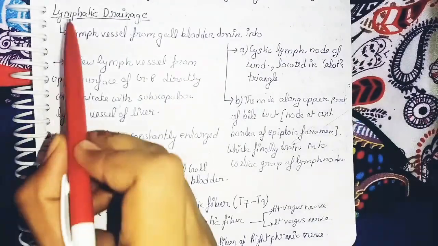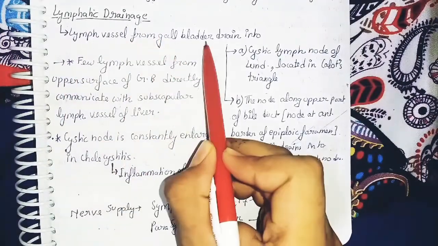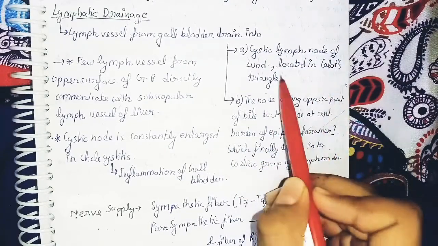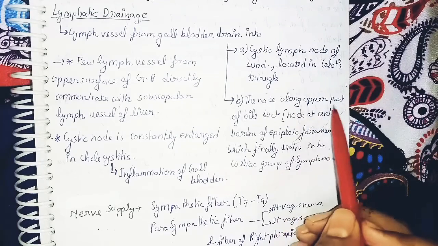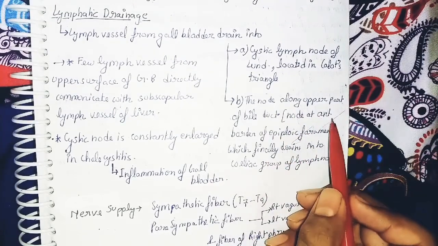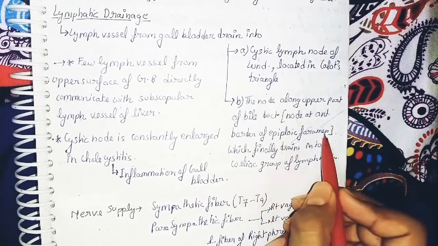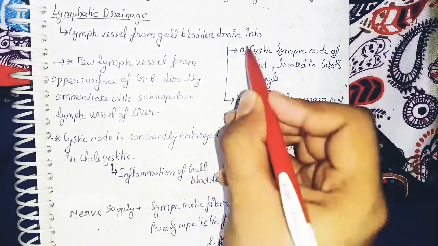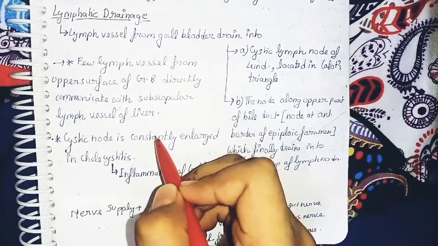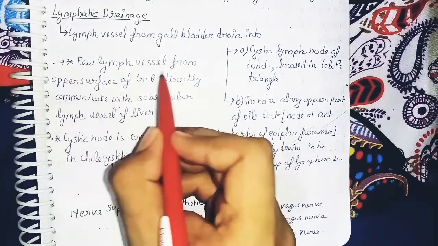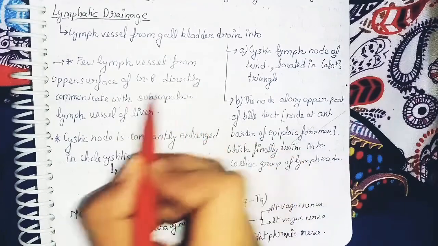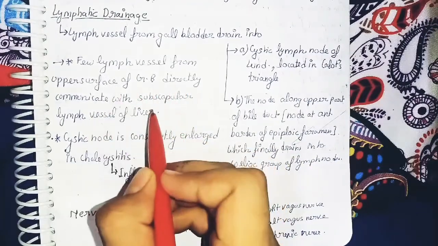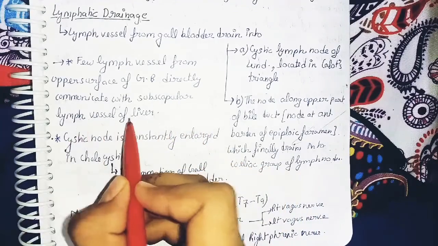Now coming to lymphatic drainage. Lymph vessels from the gallbladder drain into the cystic lymph node of Lund located in Calot's triangle and nodes along the upper part of the bile duct, and the node at the anterior border of the epiploic foramen, which finally drains into the celiac group of lymph nodes. So these two groups of lymph nodes basically drain the lymph. A few lymph vessels from the upper surface of the gallbladder directly communicate with the subserous lymph vessels of the liver.